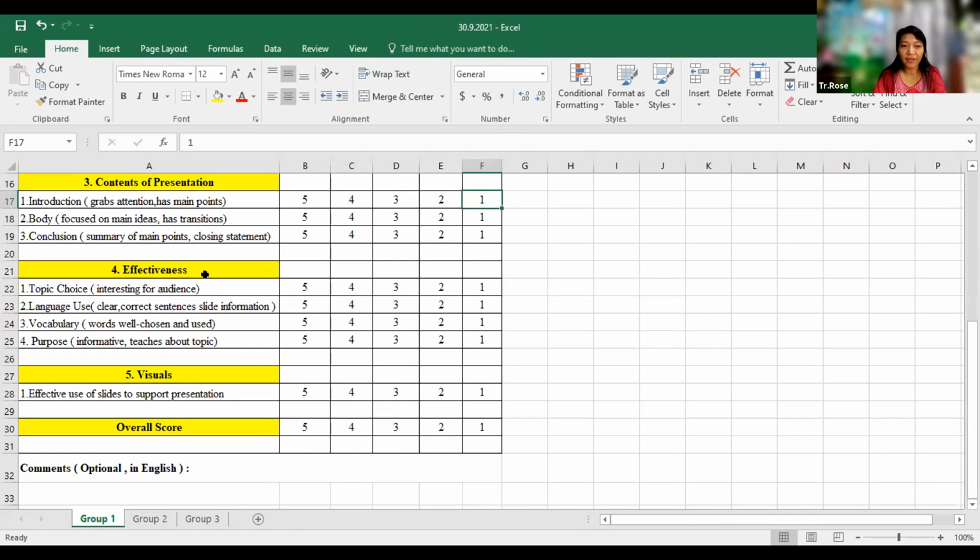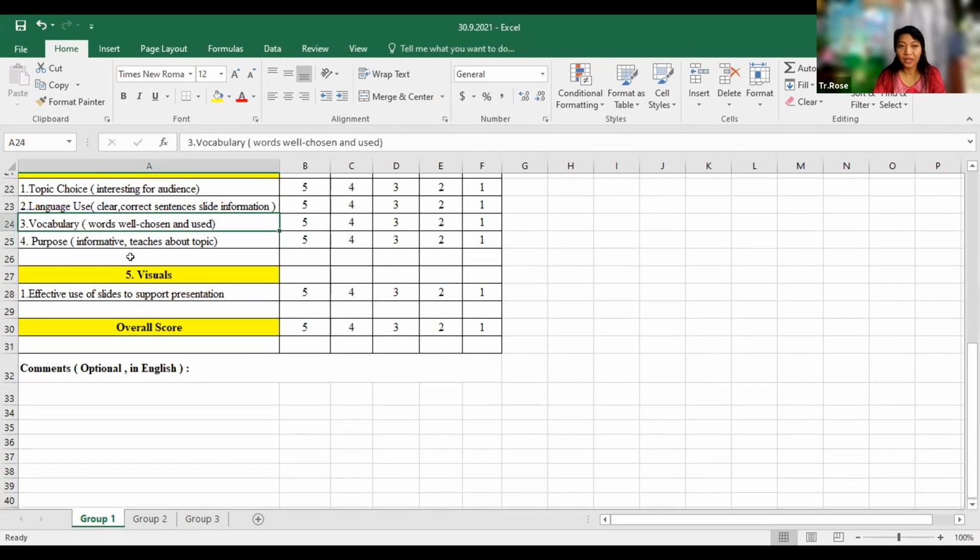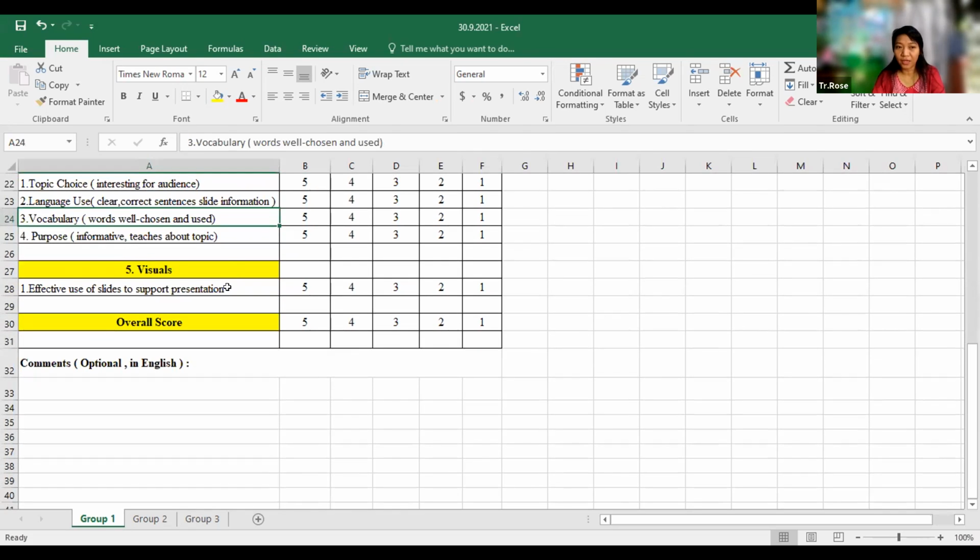And then the next one is effectiveness. Is the topic choice interesting for the audience or not? And how about their language when they use their slides, their PowerPoint, is it good or not? And the next one is the spelling on the PowerPoints. Can you read their spelling very well or not?